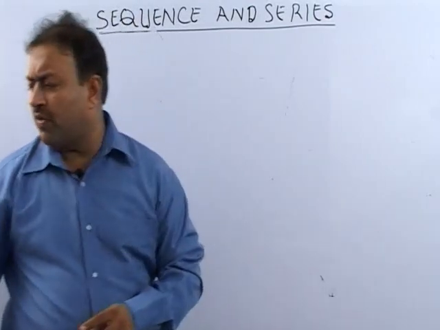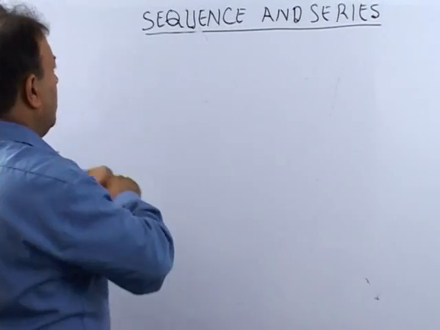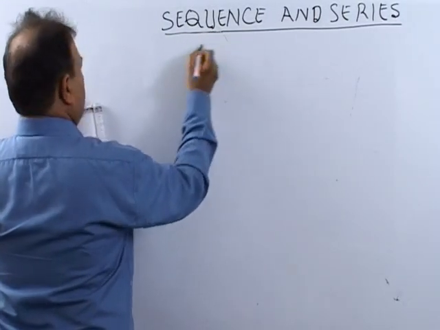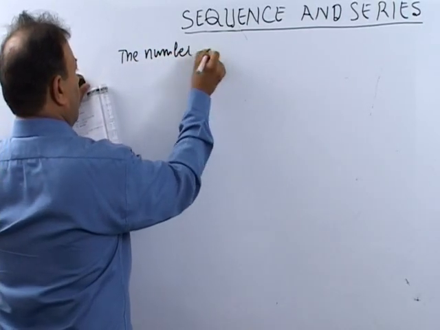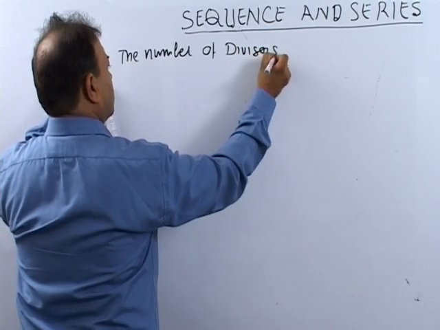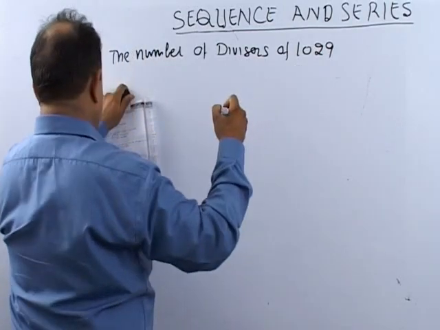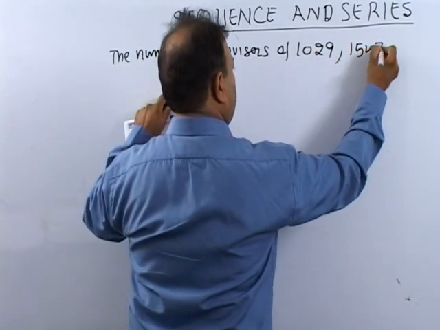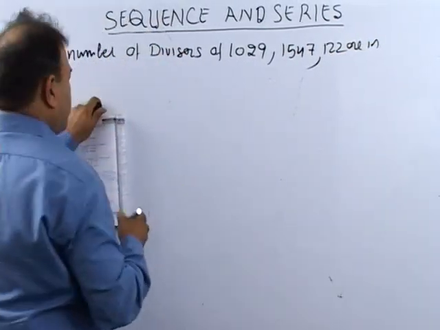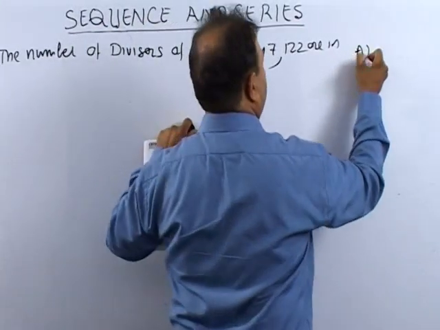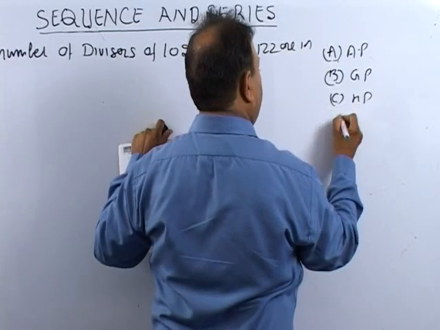Now this is a question of our booklet, question number 13. The question is: the number of divisors of 1029, 1547, 122 are in which progression? The options are: A, AP; B, GP; C, HP; D, none of these.